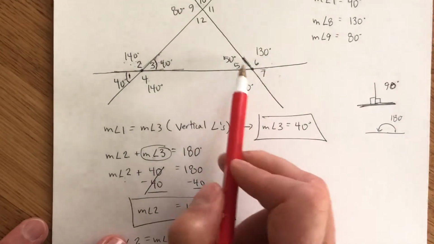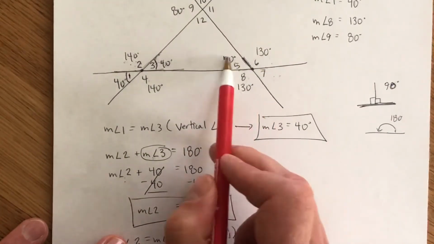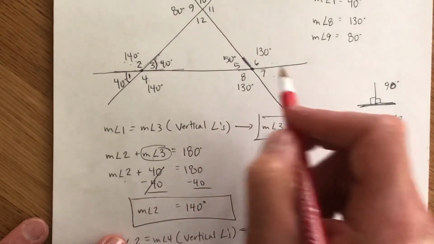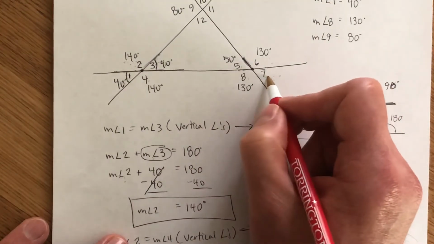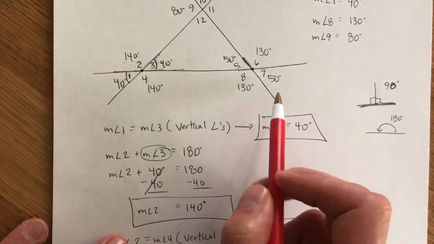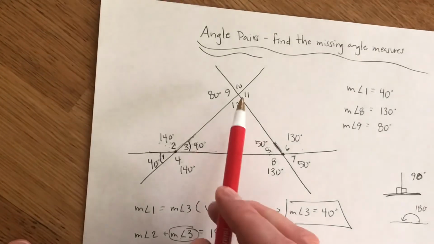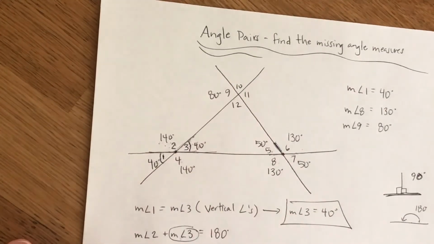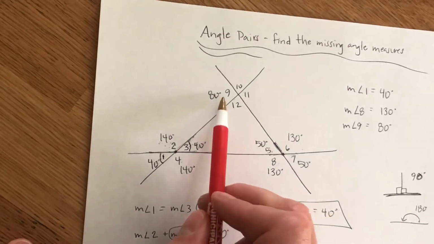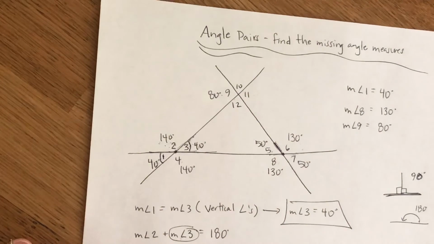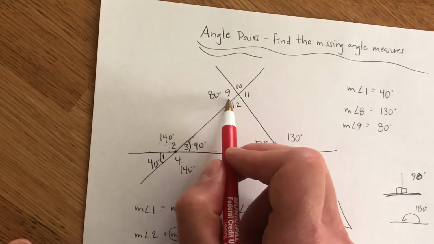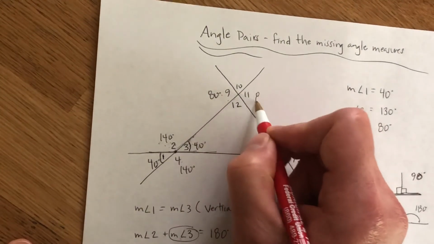And then now, angles 5 and 7, those are vertical angles, and vertical angles are congruent. They have the same measurement. So if angle 5 is 50 degrees, then the measure of angle 7 is 50 degrees. So that's taking care of this intersection of four angles. Now we just have this grouping of four angles here. Same concepts apply. Angles 9 and 11 are vertical angles. They're going to be congruent to each other. The measurements are the same. So if the measure of angle 9 is 80 degrees, then the measure of angle 11 is 80 degrees.